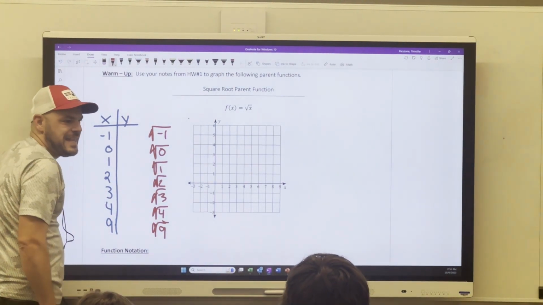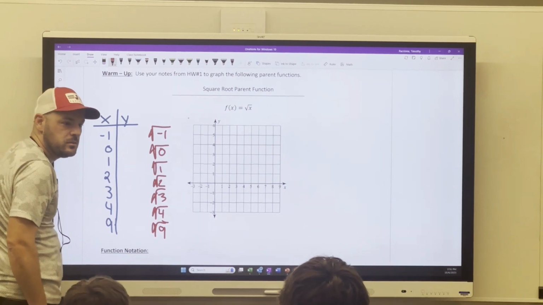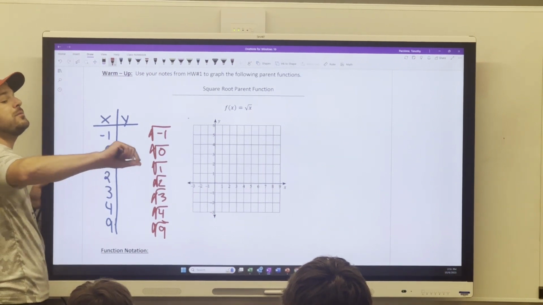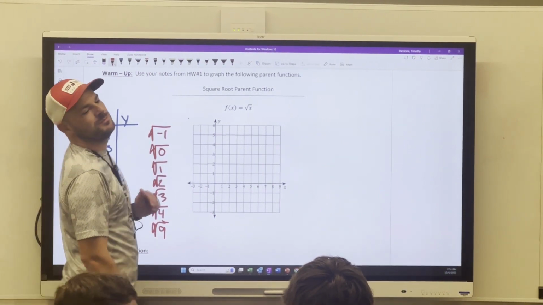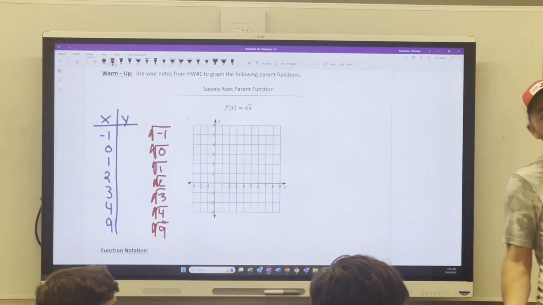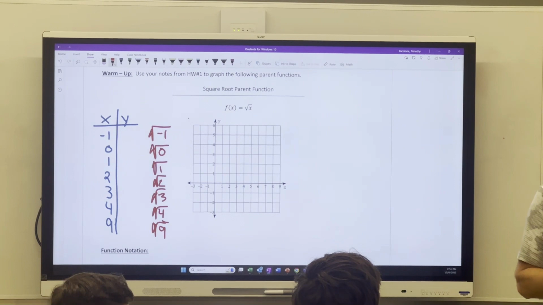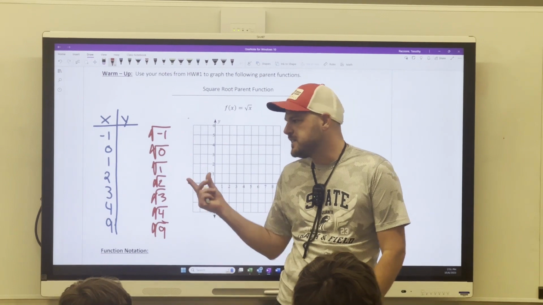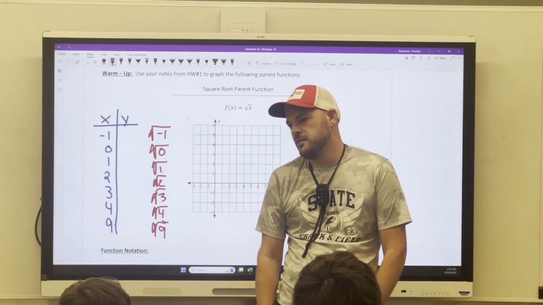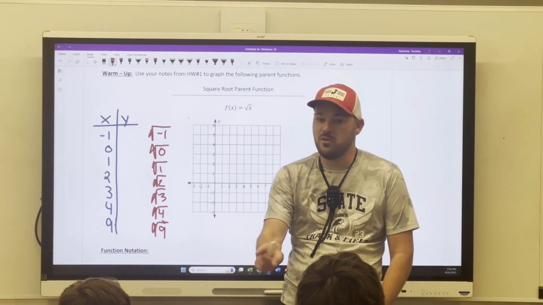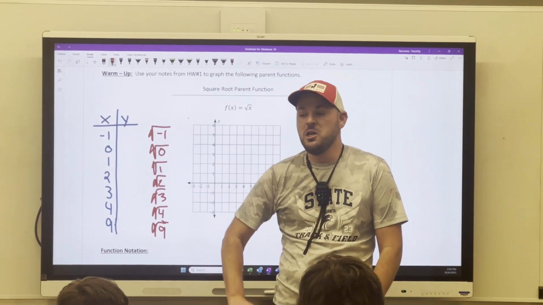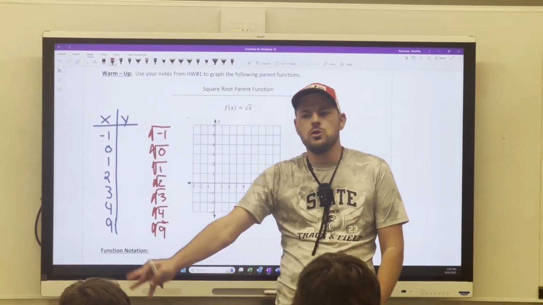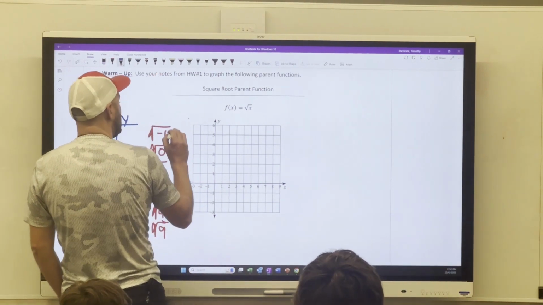Square root of -1, what's that? Is it 1? Square root of -1 is 1, so 1 times 1 is -1? No. 1 times 1 is a positive 1. And -1 times -1 is also a positive 1. So what the heck is the square root of -1 then? It's undefined. There is no answer to this question. You can't square root a negative, remember? You can't multiply anything by itself and get a negative. So this does not exist.